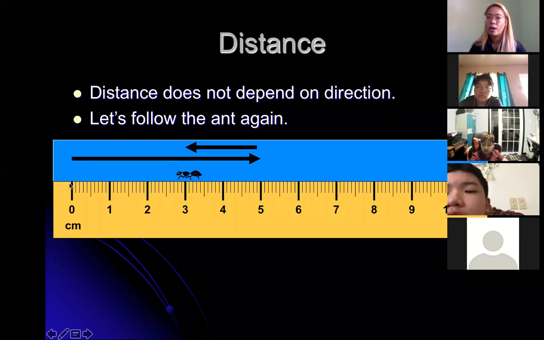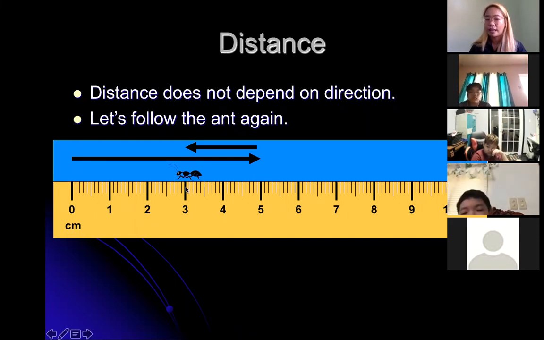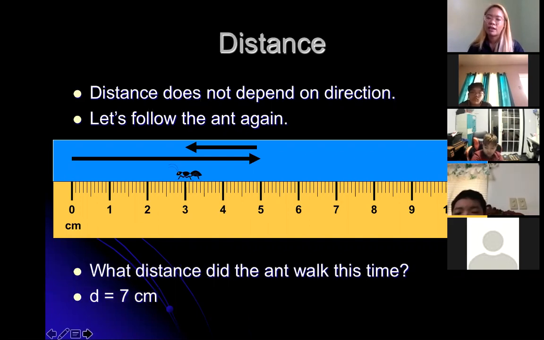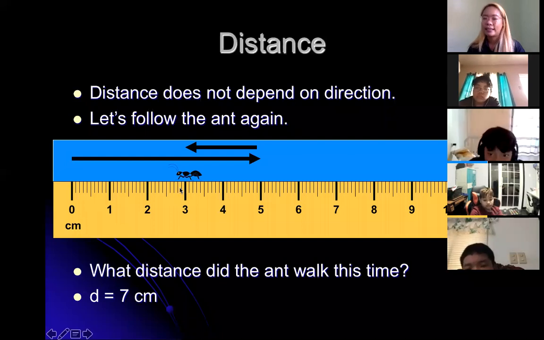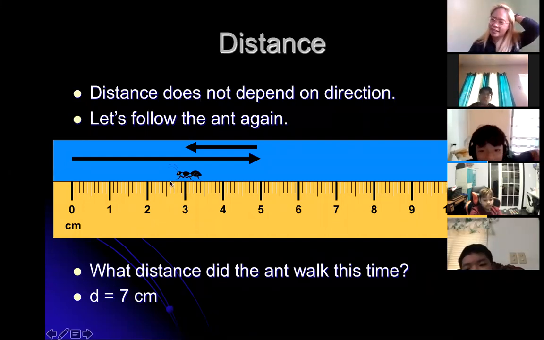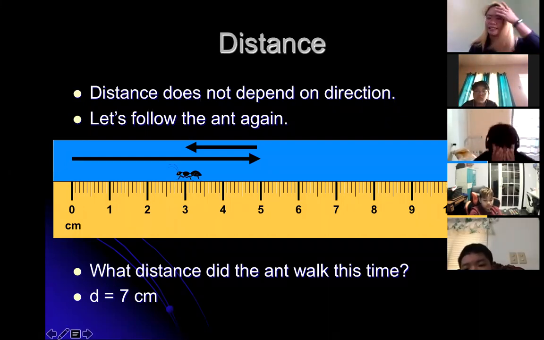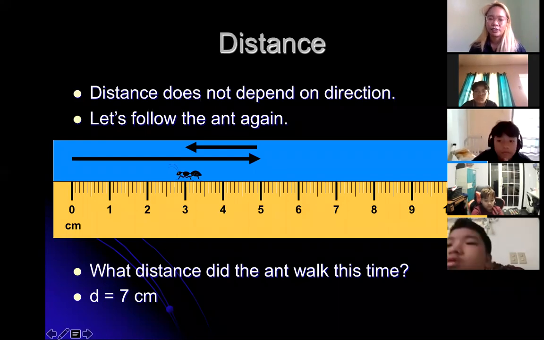So from 0, it went to 5, and then from 5, it went back and stopped at 3. So that's 0 centimeter. You're going to add 5 centimeters, and then you're going to add an additional 3 centimeters. So the total now is 1, 2, 3, 4, 5, 6, 7. 7 centimeters ang kanyang distance traveled.